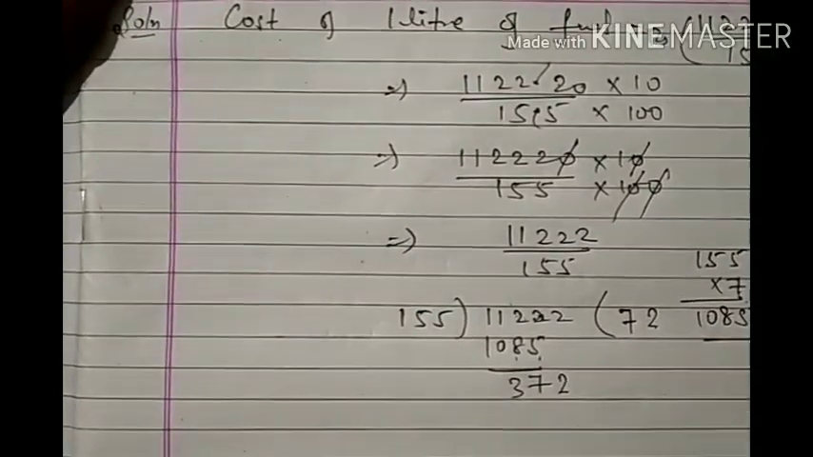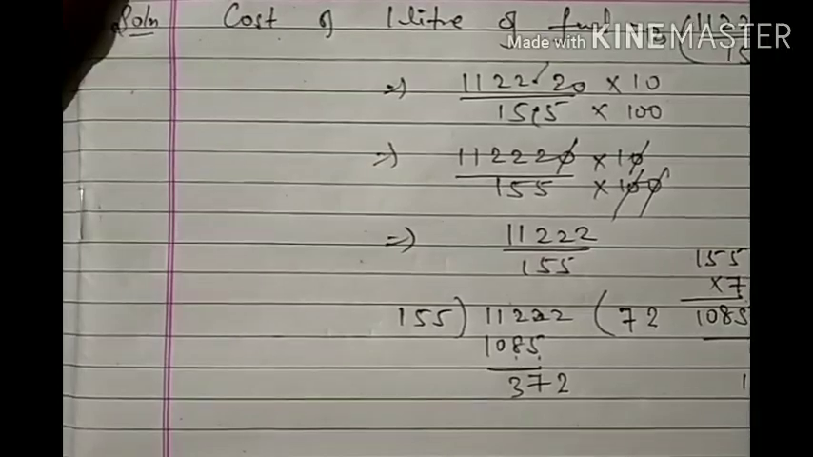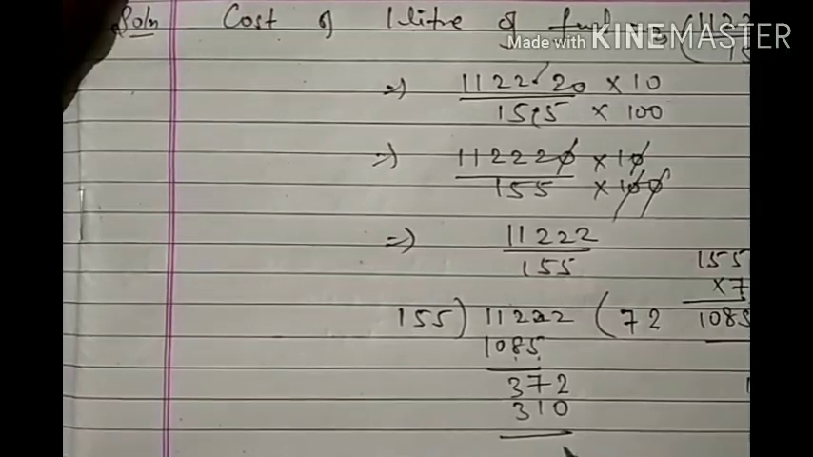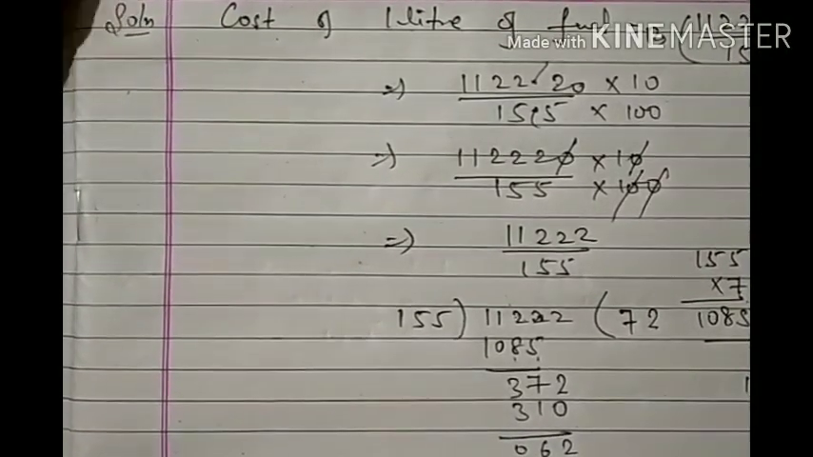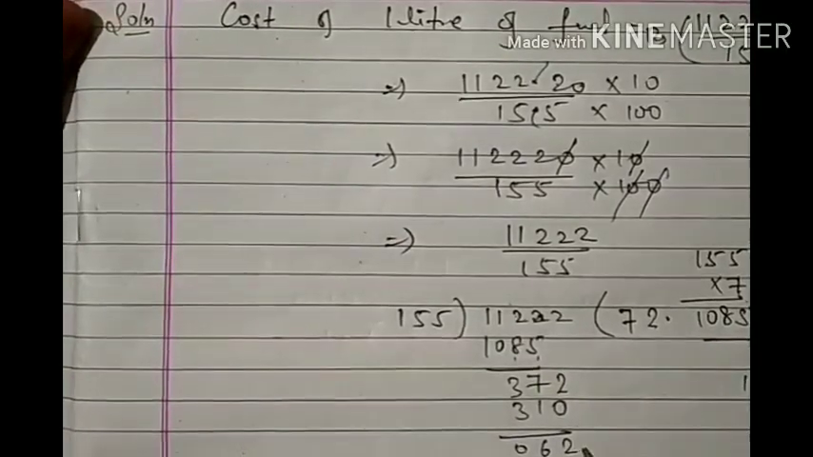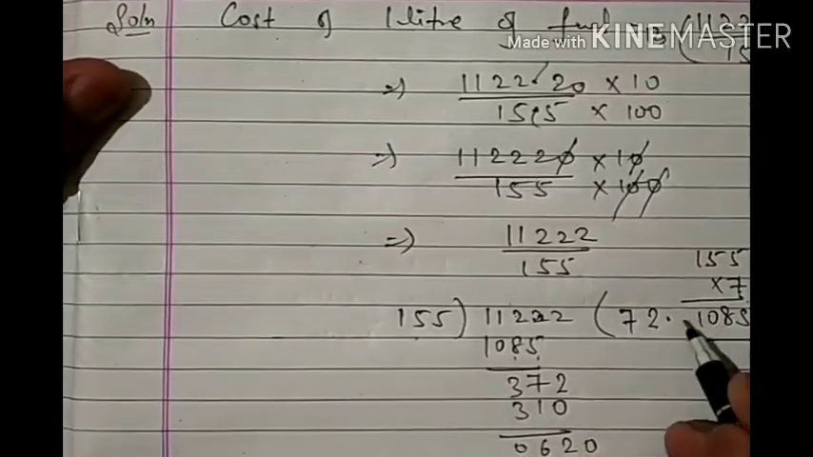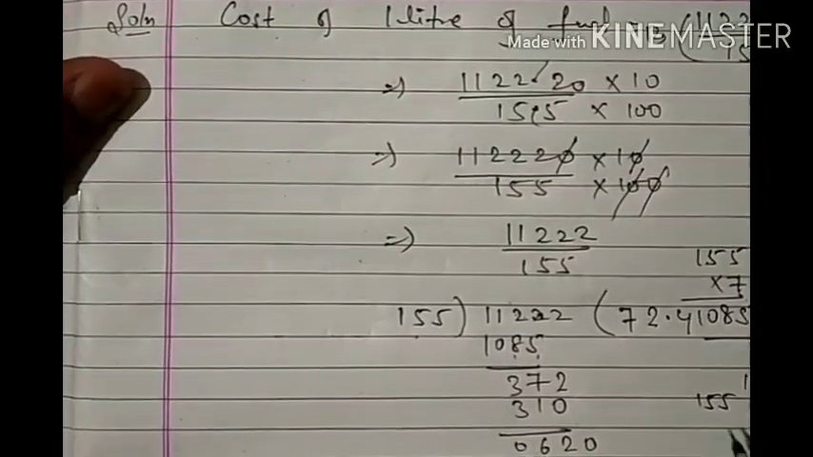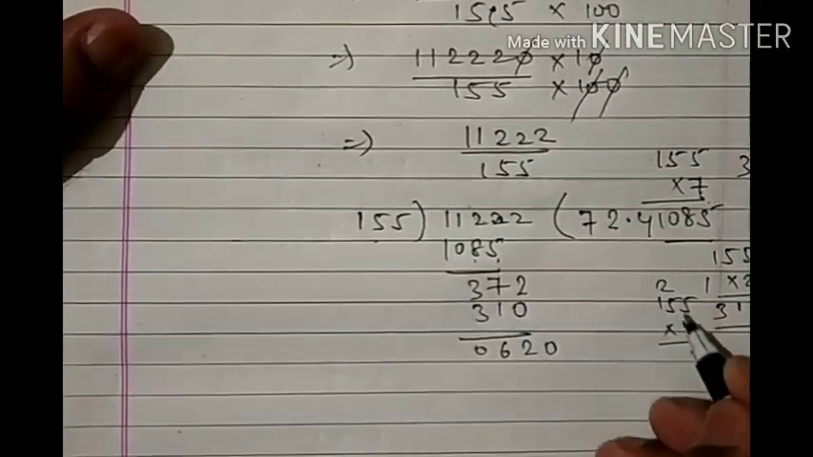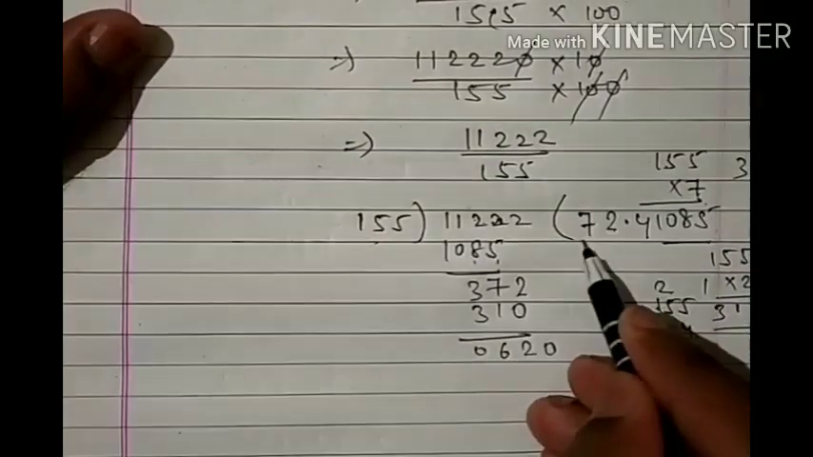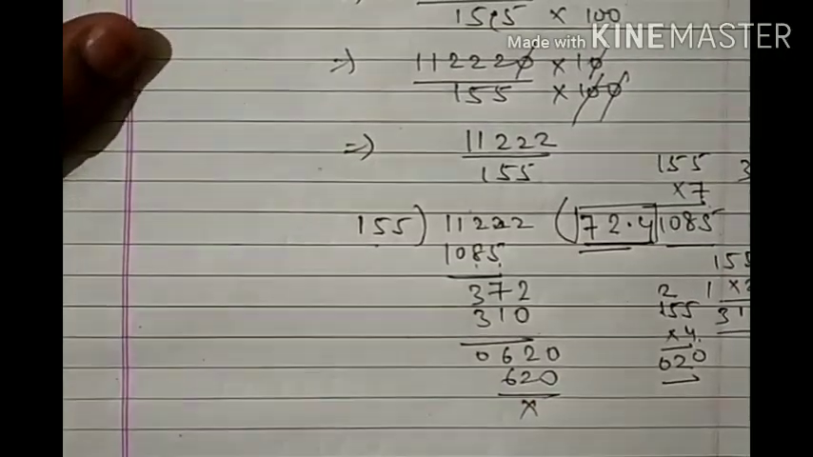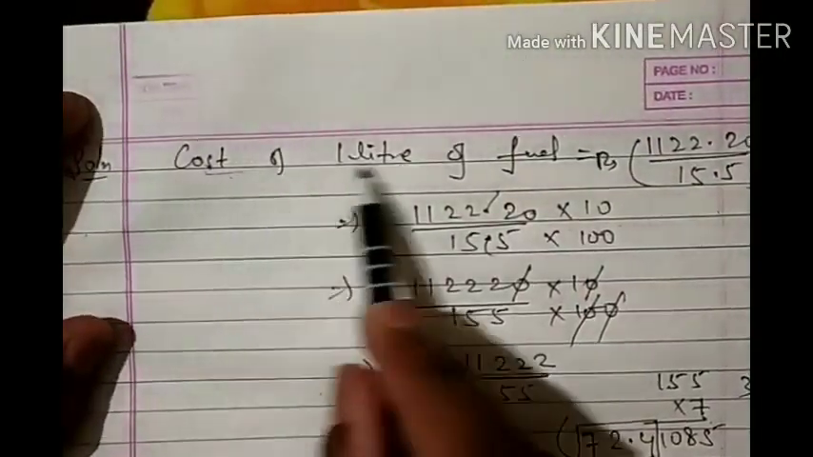155 into 2. 2 5s are 10, 0, carry 1. 2 5s are 10 and 1 is 11, 1 carry 1. 2 1s are 2, and 1 is 3. 310. 310. 7 minus 1 is 6. 3 minus 3 is 0. 62. We can put the point over here. What do we get? 0. 155 multiplied by 4. 4 5s are 20, 0, carry 2, 4 5s are 20 and 2 is 22... 4 times 15 is 60 and 2 is 62. So in 4 times we can divide 620. So what is our answer? 72.4. So we can write cost of 1 liter of fuel.